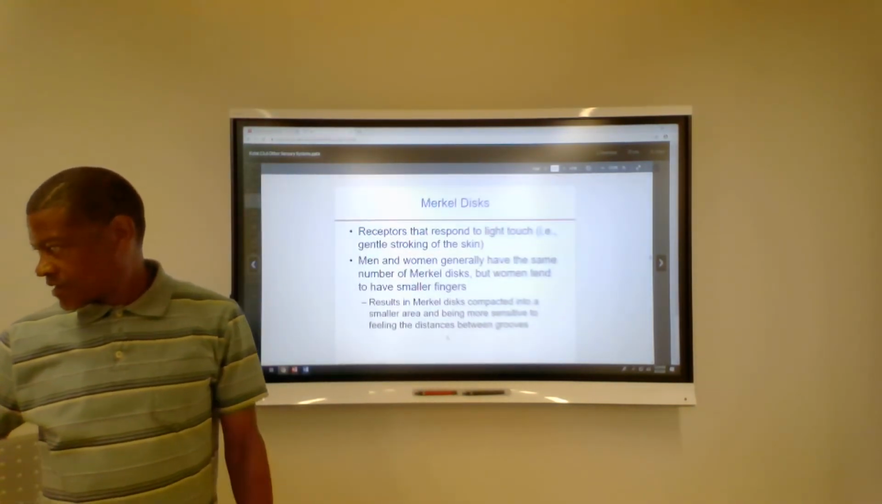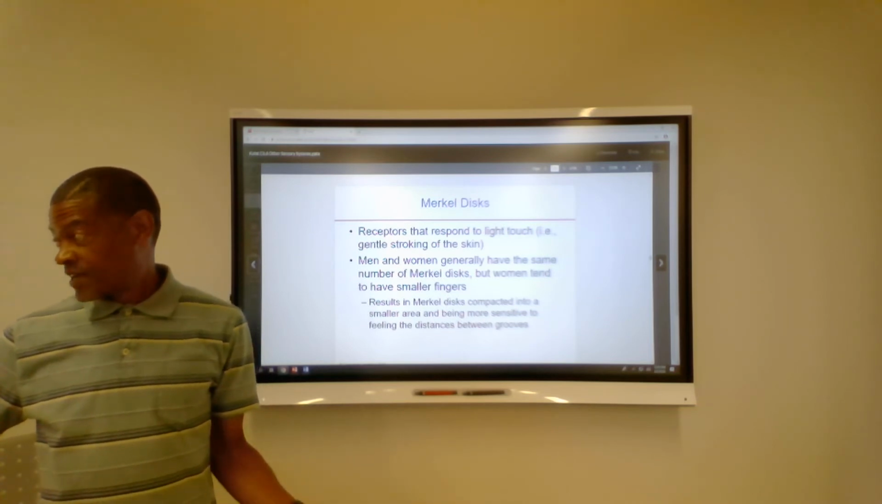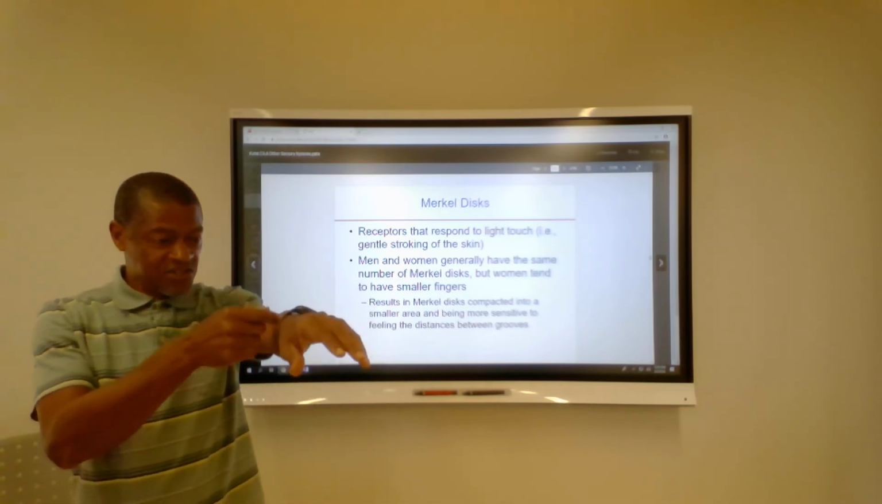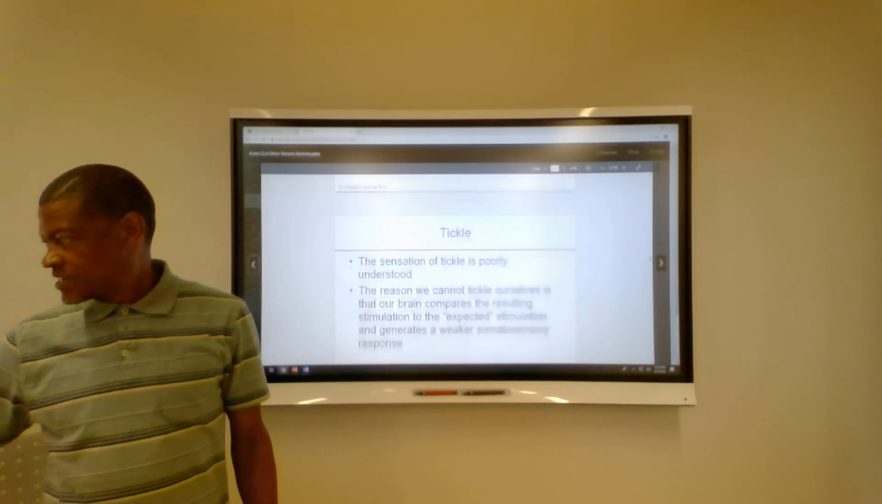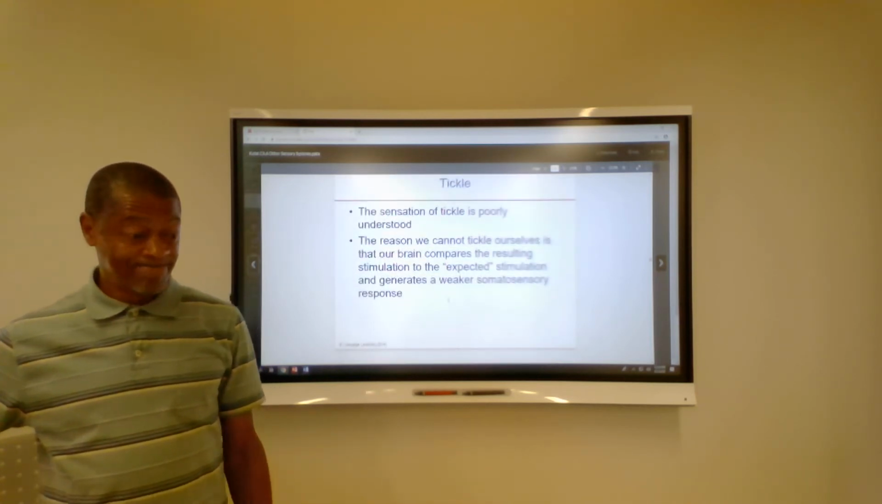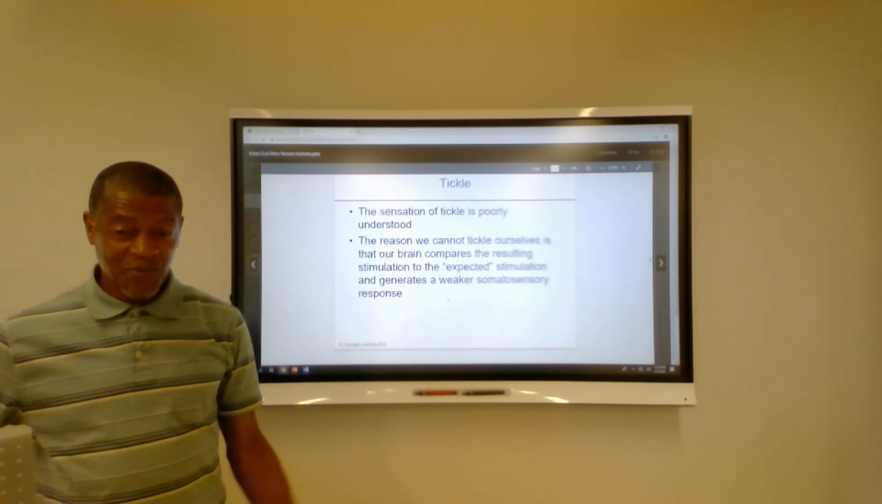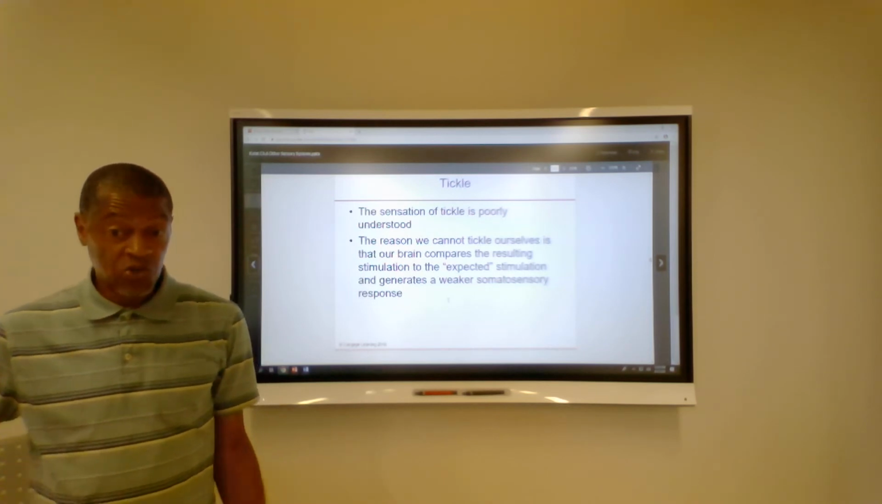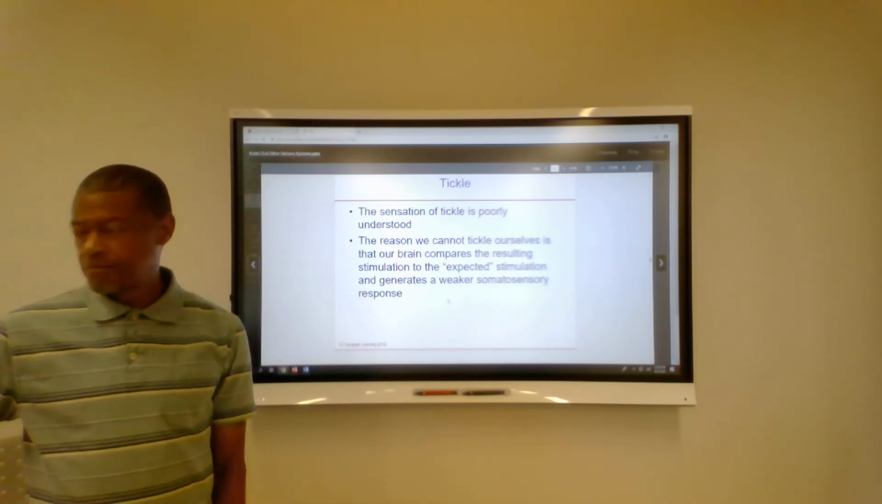Merkel's disc, again, a different kind of shape, but it may respond to light touch. Tickling, I mean, sometimes people are more ticklish than others. Tickling to certain parts of the body because of sensitivity.